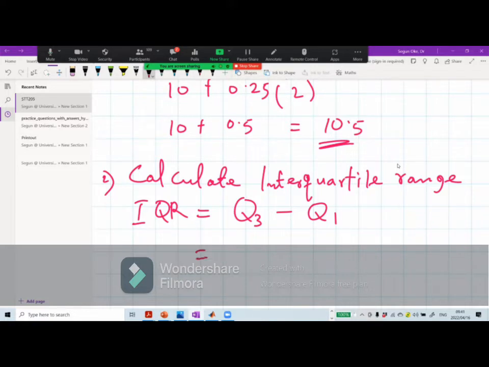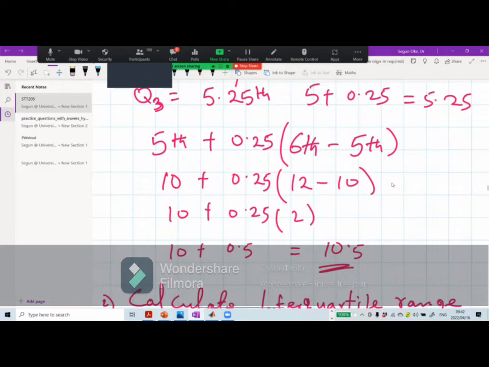What is your Q3? 10.5. Q1 is 2.5. So 10.5 minus 2.5. The answer is what? 8. 8. Yes, Moshood.